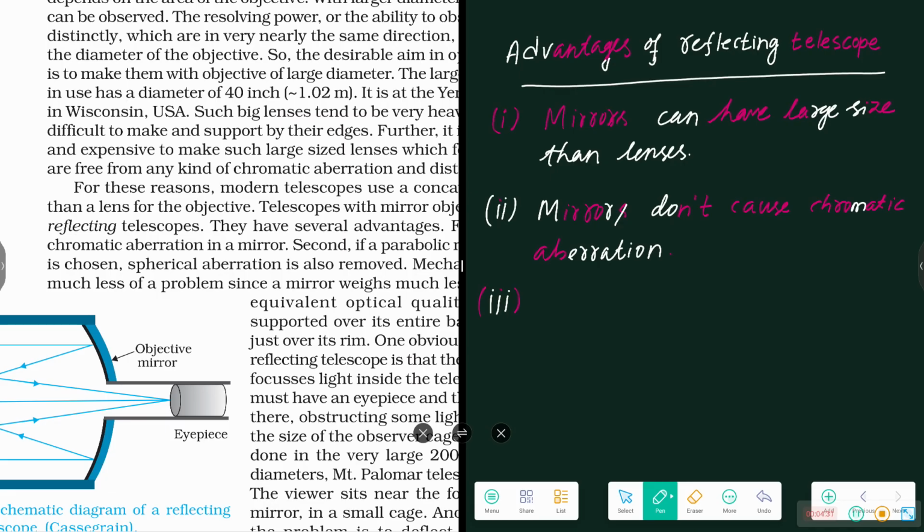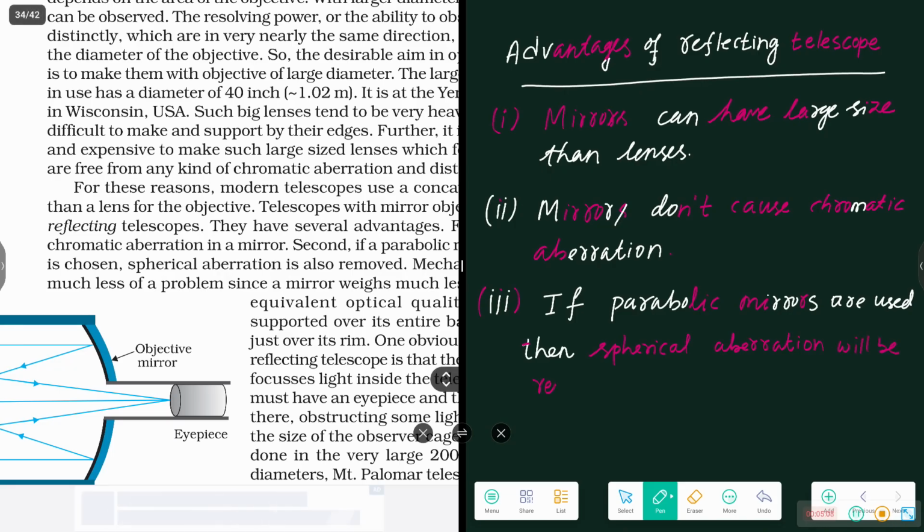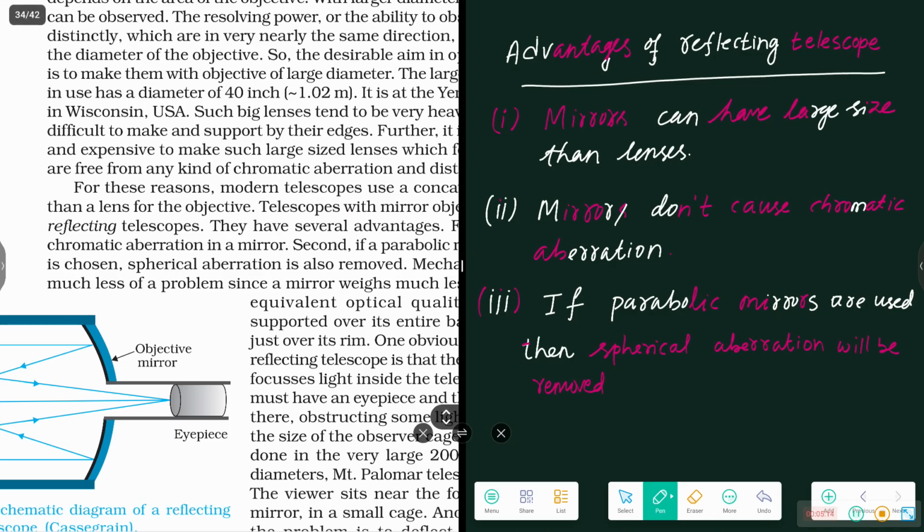Now the third point. If parabolic mirrors are used, then what will happen? Spherical aberration will be minimized, will be removed also, you can write. If parabolic mirrors are used, then spherical aberration is removed.